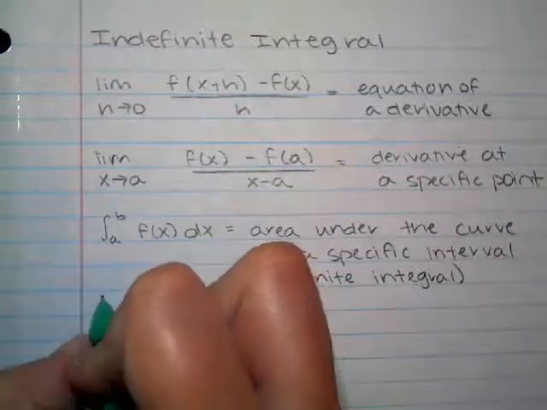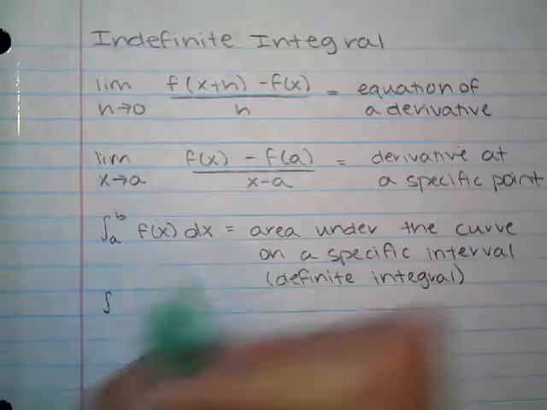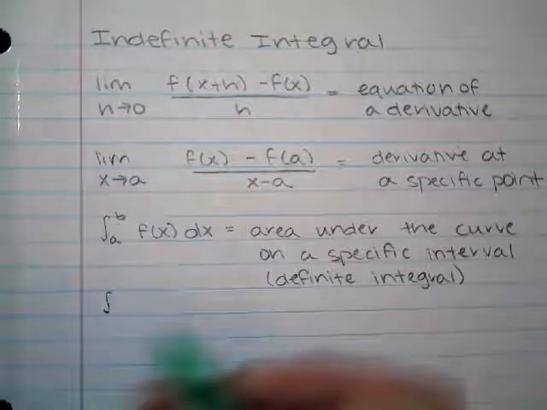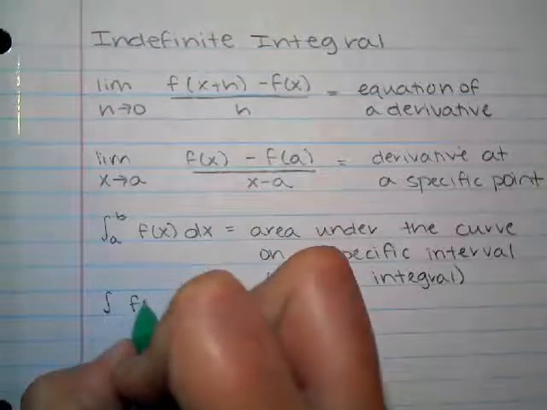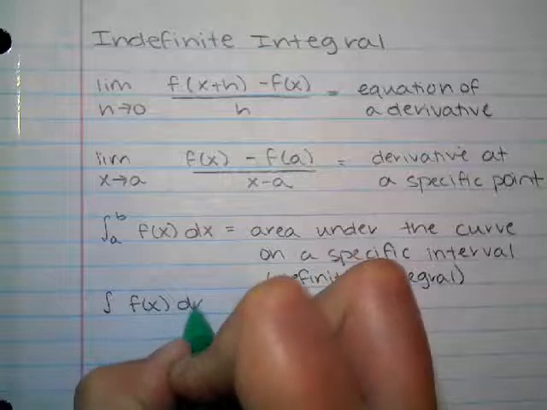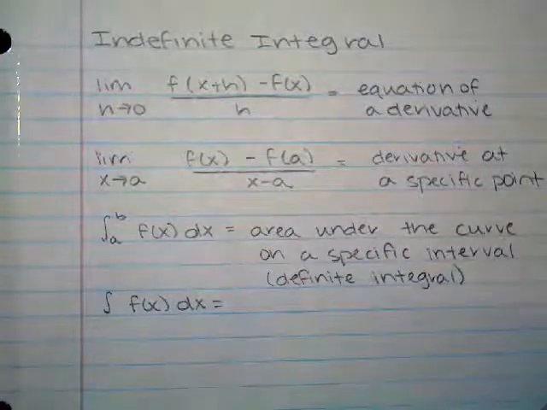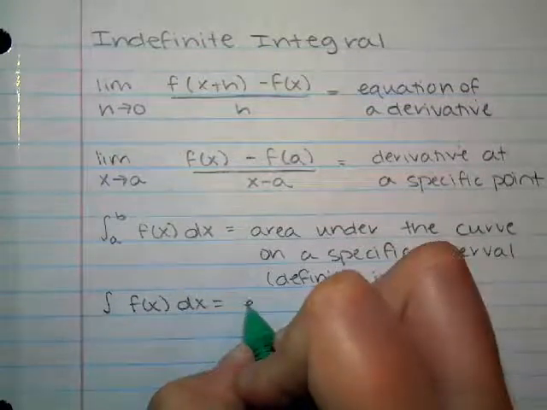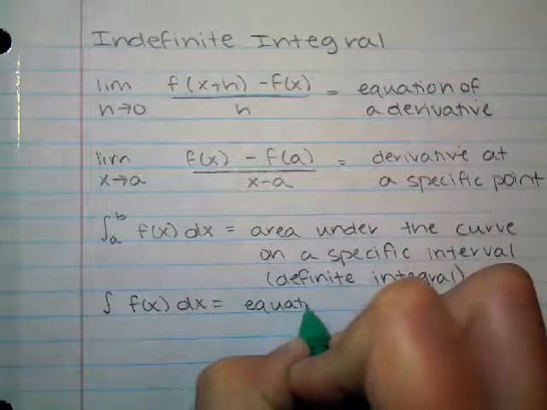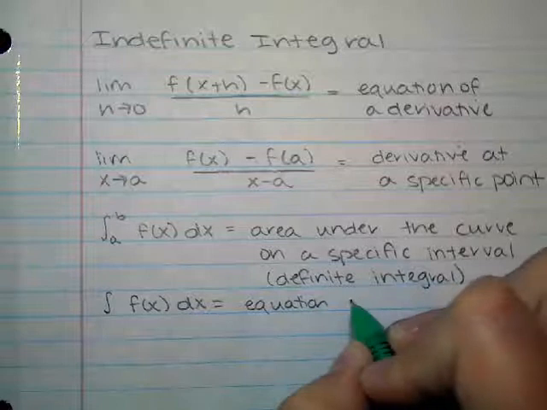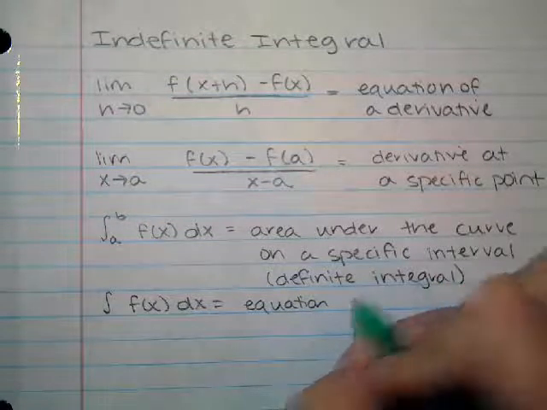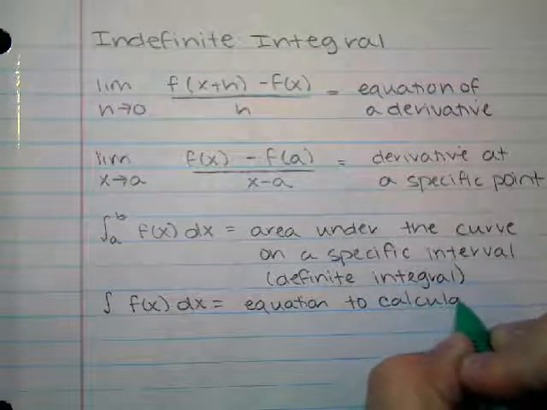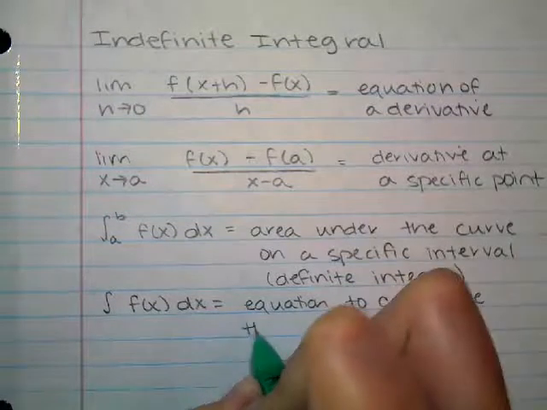And then we have what we're going to learn today, which is you use the integration sign, but you don't have an interval. You just say f of x dx. And this, instead of giving you a specific area, the output is the equation that you could use to calculate the area under the curve.